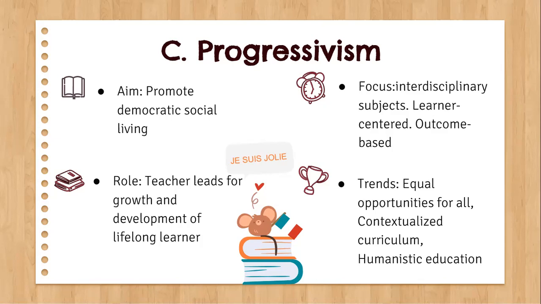Contextualized curriculum and humanistic education. In humanistic education, you're not really focusing on whether your learners have improved in terms of their grades. Instead, you're focusing on how the learners learn in your class and how they would apply their learning from your class in their everyday life. So that is progressivism. Democratic living, progressivism.